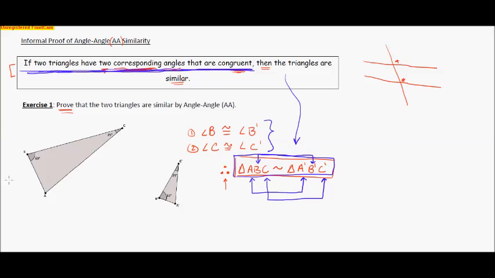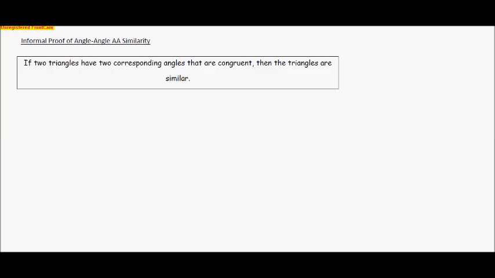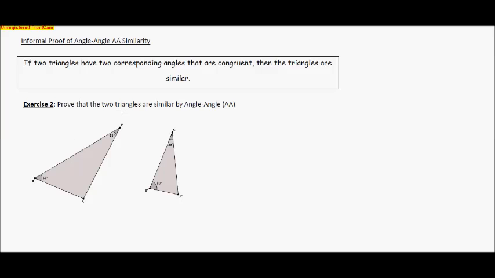Let me take away this picture and let me put on the next one here. And exercise 2 is the same problem. Prove that two triangles are similar by angle angle. And when they say by angle angle, this is what they're trying to get you to do right here. Prove to me that you have two corresponding angles that are congruent, then the triangles are similar. So we need 1 and we need 2. So do we have this?